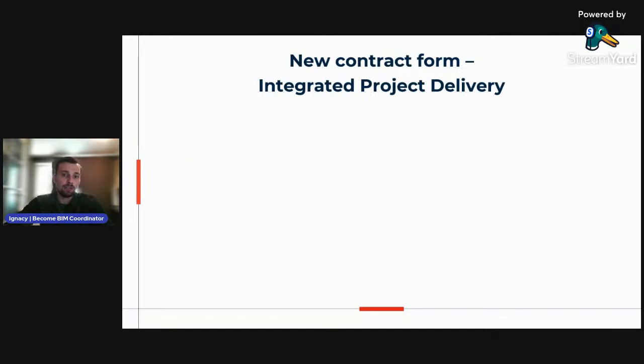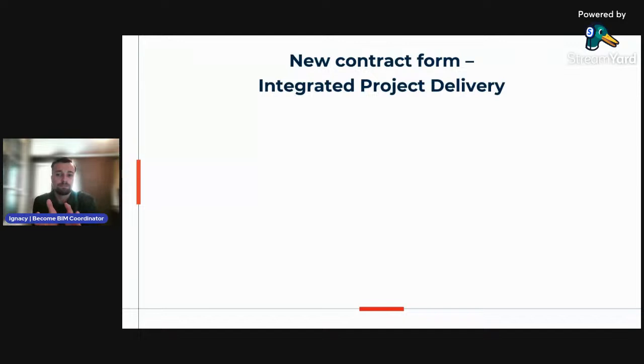So in Norway, the majority of the contracts still use design-bid-build or design-build contracts, because these old ways of delivering projects divide the projects into various parties, into smaller parties.